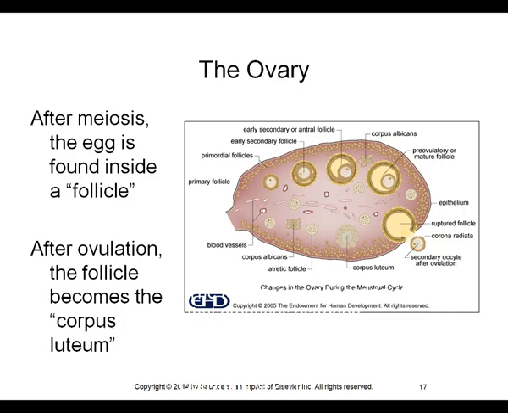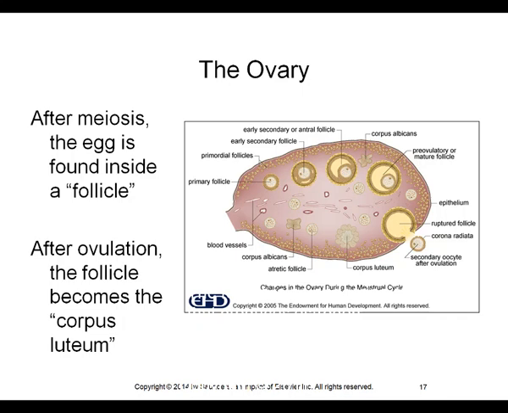All right, returning to the ovary. After meiosis, the egg is found inside a follicle. So let's look at the diagram. Okay, so this is showing you over time what's going on inside the ovary. So we'll start, you don't have to know most of these terms, so don't let that scare you. There's a few terms you have to know. Start with the primary follicle at the left.